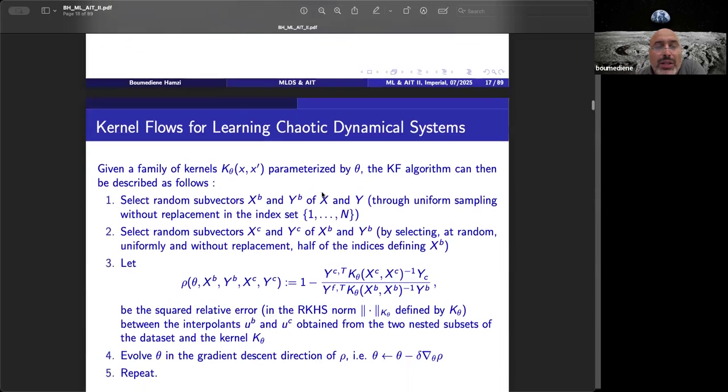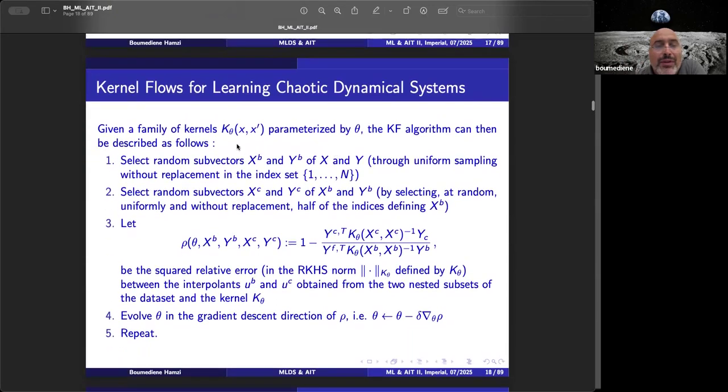The way it works is that if you have a kernel parameterized by a parameter theta, and you have a large data set, first you start with a random sample of size n, and then a random subsample of size n over 2, which is xb versus xc. Then to find theta, one runs gradient descent of rho, so theta k plus 1 is equal to theta k minus delta times the gradient of rho with respect to theta.